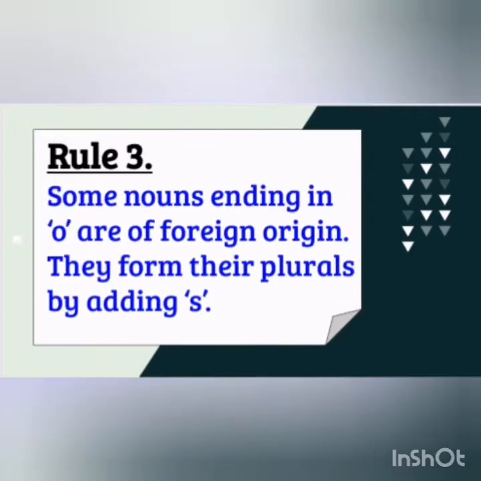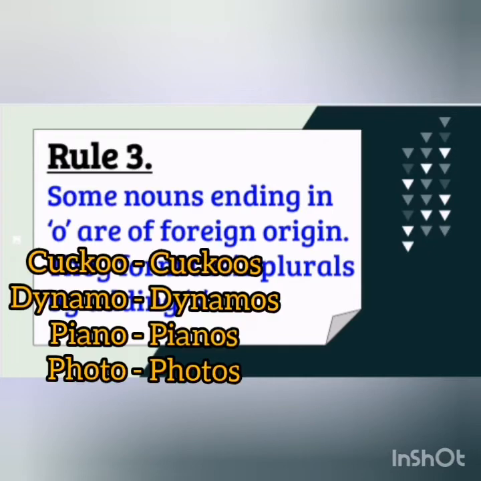Understood? Now coming to the third rule: some nouns ending in o are of foreign origin. They form their plurals by adding s. So whenever such a word ends with o, we put s at the end. It will be cuckoo, cuckoos, dynamo, dynamos, piano, pianos, photo, photos.